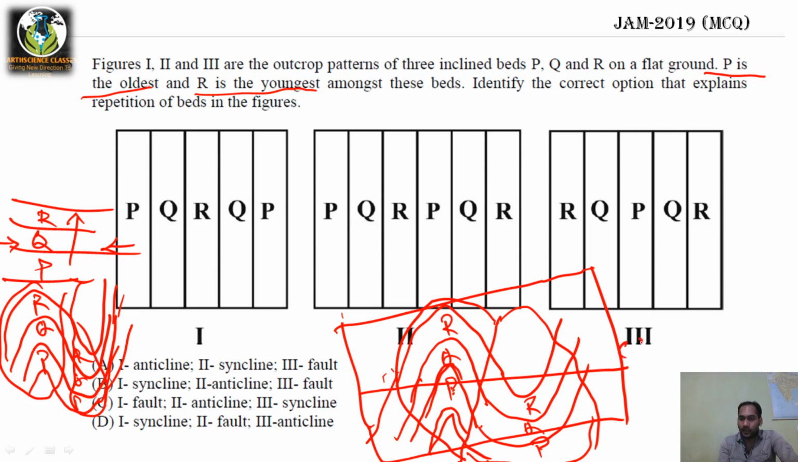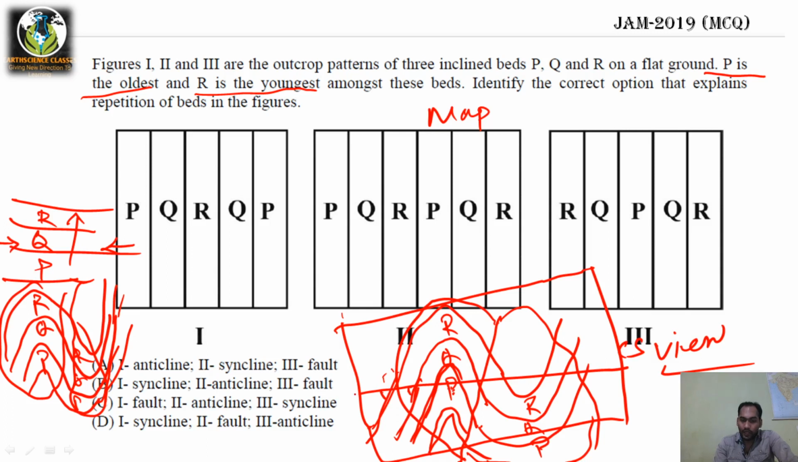It is a cross section view, because I have shown the inclination. This is the inclination, right? So I have shown the inclination, which means it is a cross section view. It is not the map view. This is the map view. These three diagrams given in the question are map views. These are not cross sections. What I have done is a cross section view.